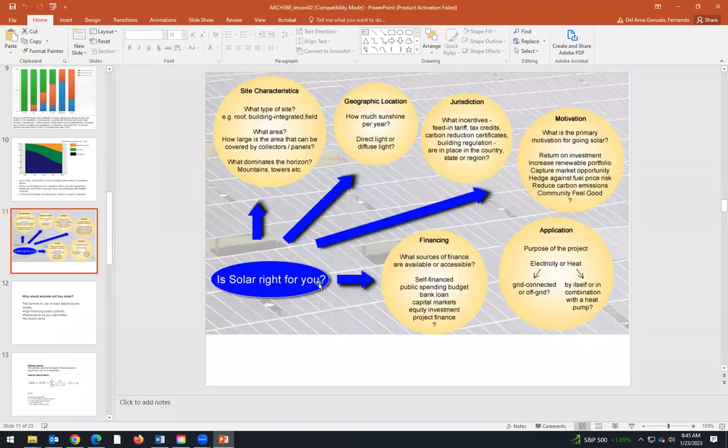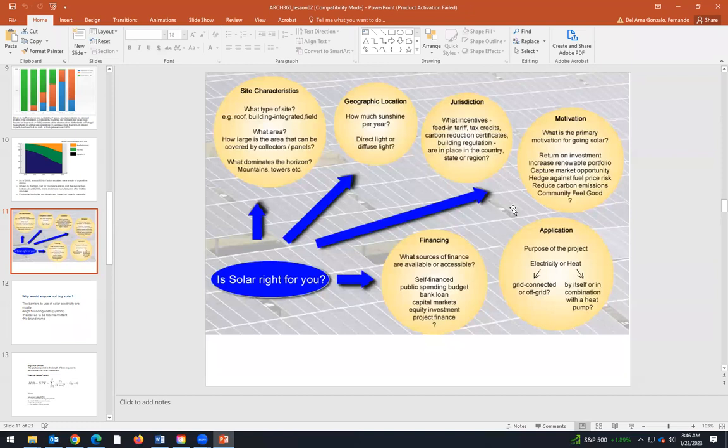Okay, so as you can see, it's not a straightforward decision. Okay, let's go solar. If the site and the geographic location are not appropriate, it doesn't make sense. If we find a state or a country that doesn't offer any advantages to people installing PV panels, most likely we won't do it. Then we need a client that is motivated. It can be for money or for saving the planet, but we need a motivated client.